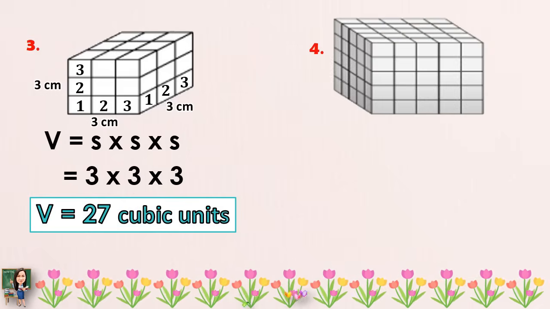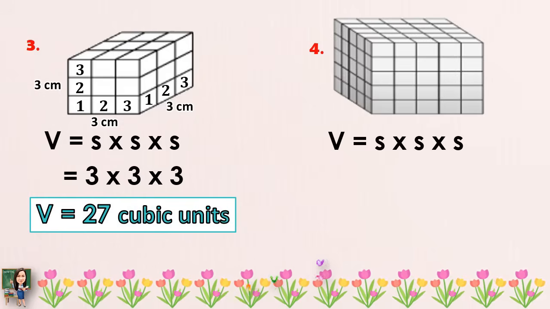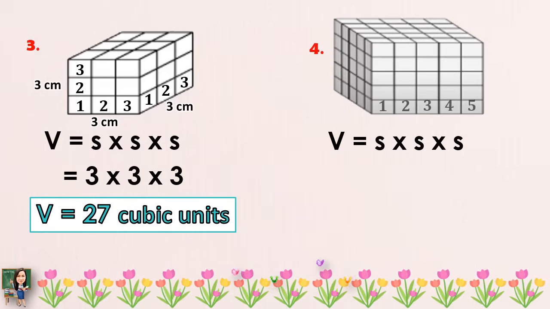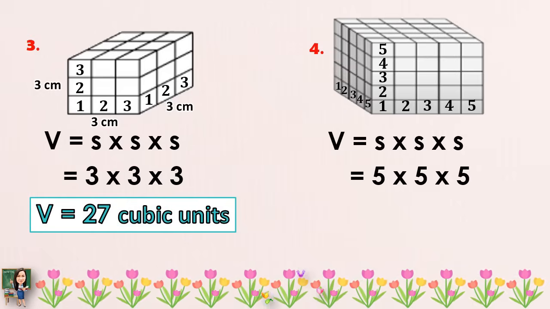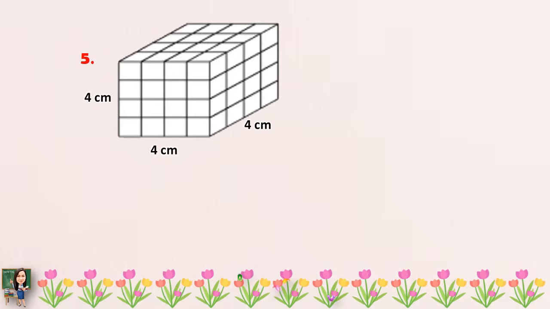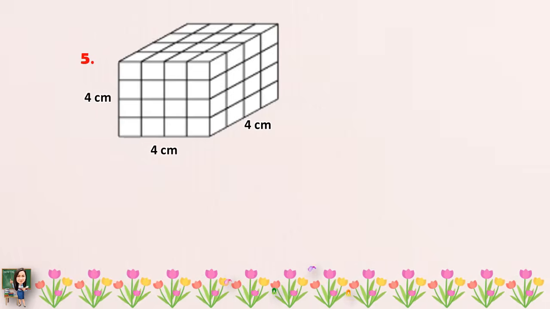Number 4. This figure is a cube. So the volume for this is side times side times side. Each side is 5 centimeter. So 5 times 5 times 5 equals 125 cubic units.